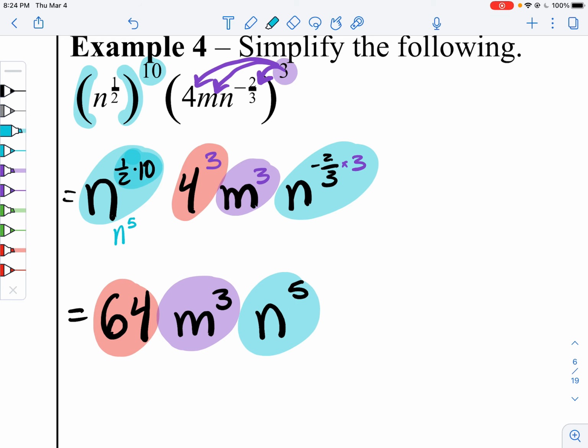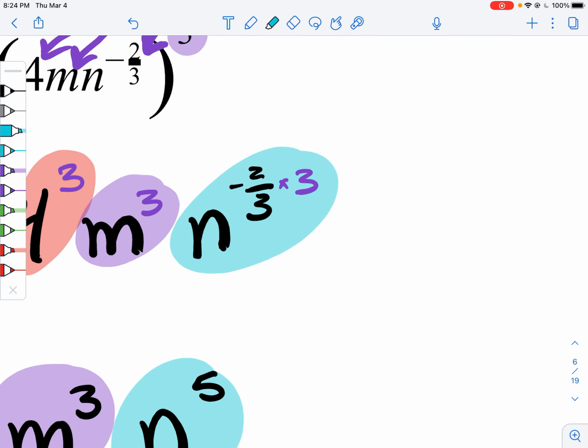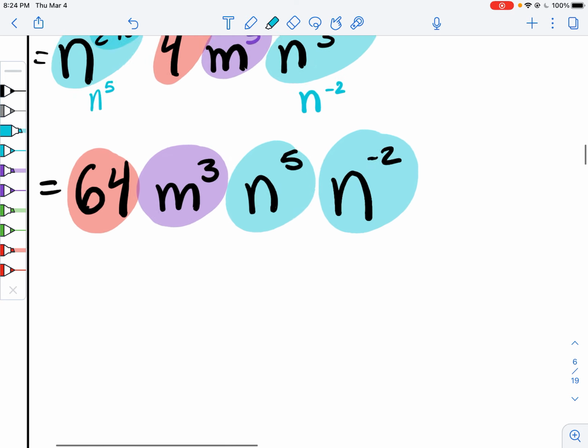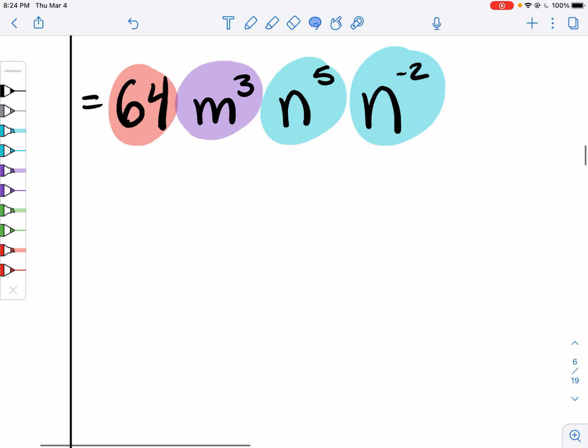Cool. Now let's look at this guy right here. Negative 2/3 times 3 is negative 2. So we have n to the negative 2nd power. Whew, look at us putting all of our knowledge together. It's like it all builds on itself. How fun is that? We're almost there.